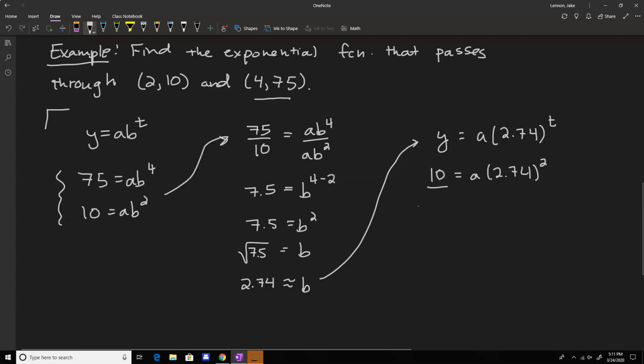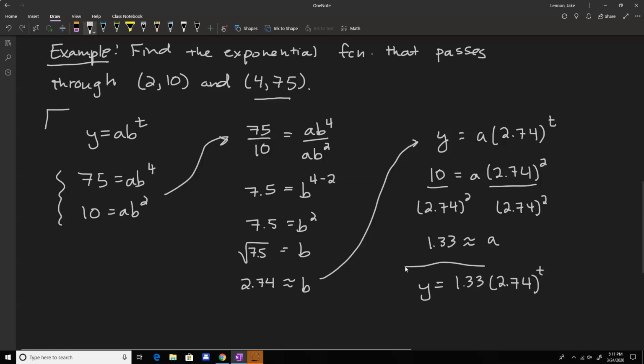So we have 10 equals a times 2.74 squared. And then we can divide both sides by 2.74 squared, since that is what a is being multiplied by. So this comes out to about 1.33 as the approximate value of a. So our exponential formula here would be y equals 1.33 times 2.74 to the t power. It's an approximation, only accurate to 2 decimal places here, but I just want to show you the basic thing without getting too hamstrung by the algebra in the first example.